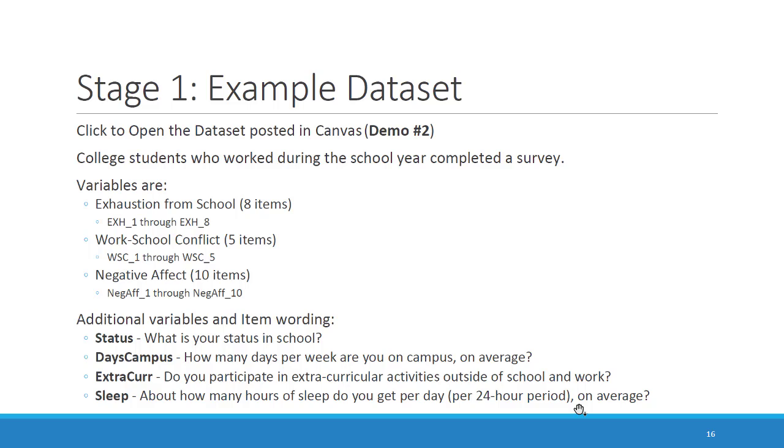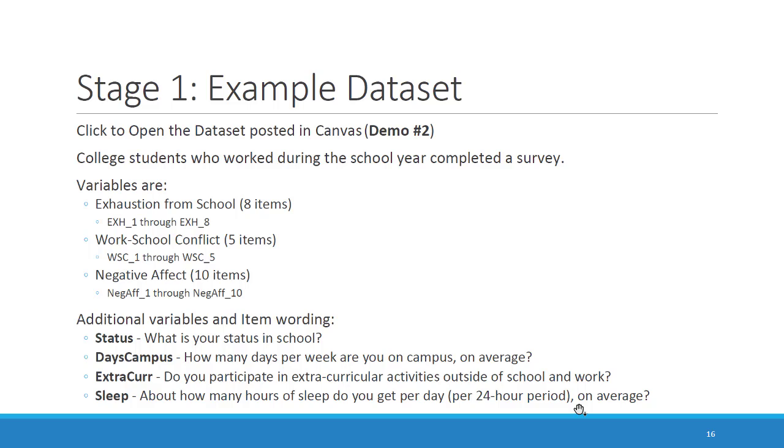The first is exhaustion from school, and this included 8 survey items or questions. And these are labeled EXH1 through EXH8. The second is work-school conflict, the degree to which work conflicts with school or school conflicts with work. And this was measured using 5 items, and they're labeled WSC1 through WSC5. The third is negative affect, measured using 10 items. And these are NEGAF1 through NEGAF10.